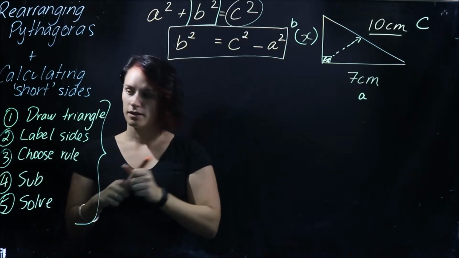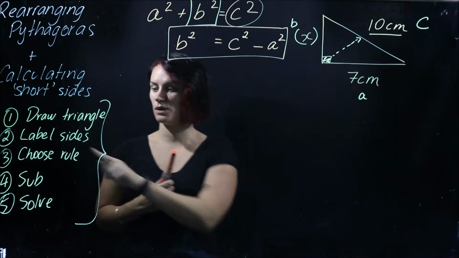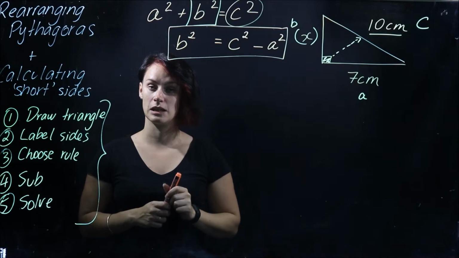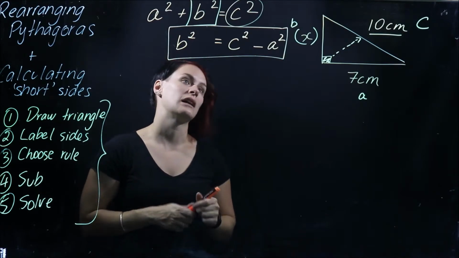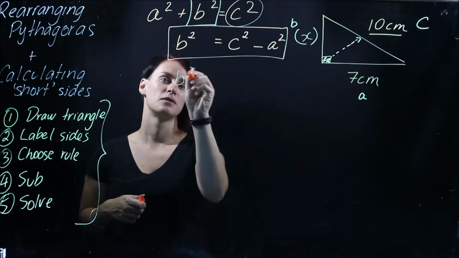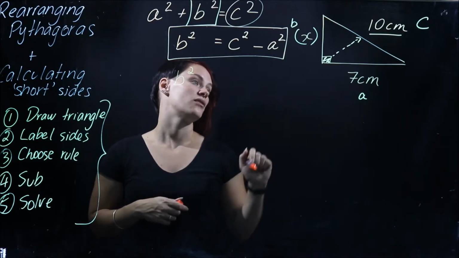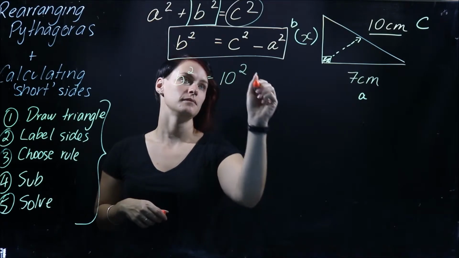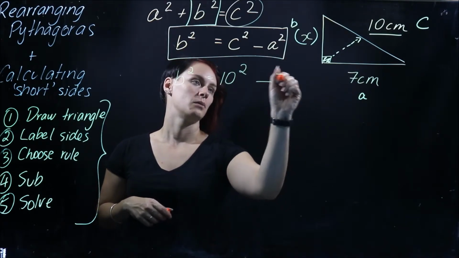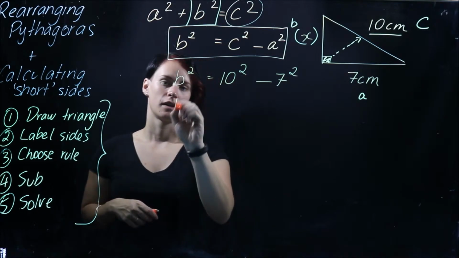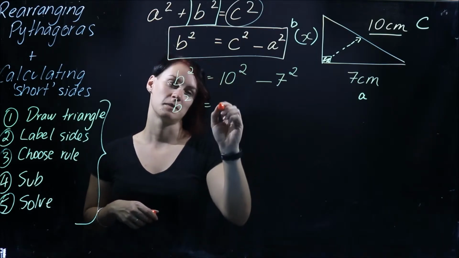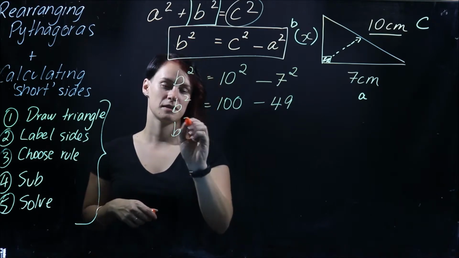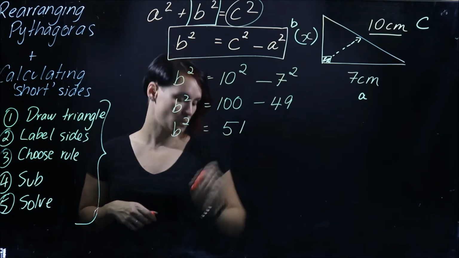So we have drawn our triangle, labelled our sides, we've got our rule ready to go because we've rearranged it from our normal Pythagoras' theorem, and now we need to substitute our numbers in. So simple as before, we've got b squared is what we're trying to find, we've got c, which is 10, take away our a squared, which is 7. Okay, so b squared is going to equal 10 times 10 is 100, take 7 times 7, which is 49. That means b squared is going to equal 51.